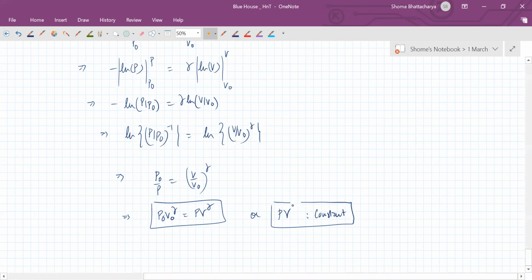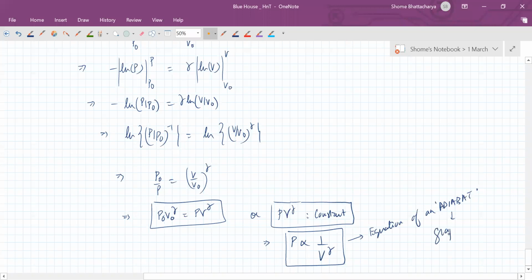So the pressure is inversely proportional to 1 upon V to the power adiabatic constant gamma. This is the equation of an adiabat, that is the graph of an adiabatic process.